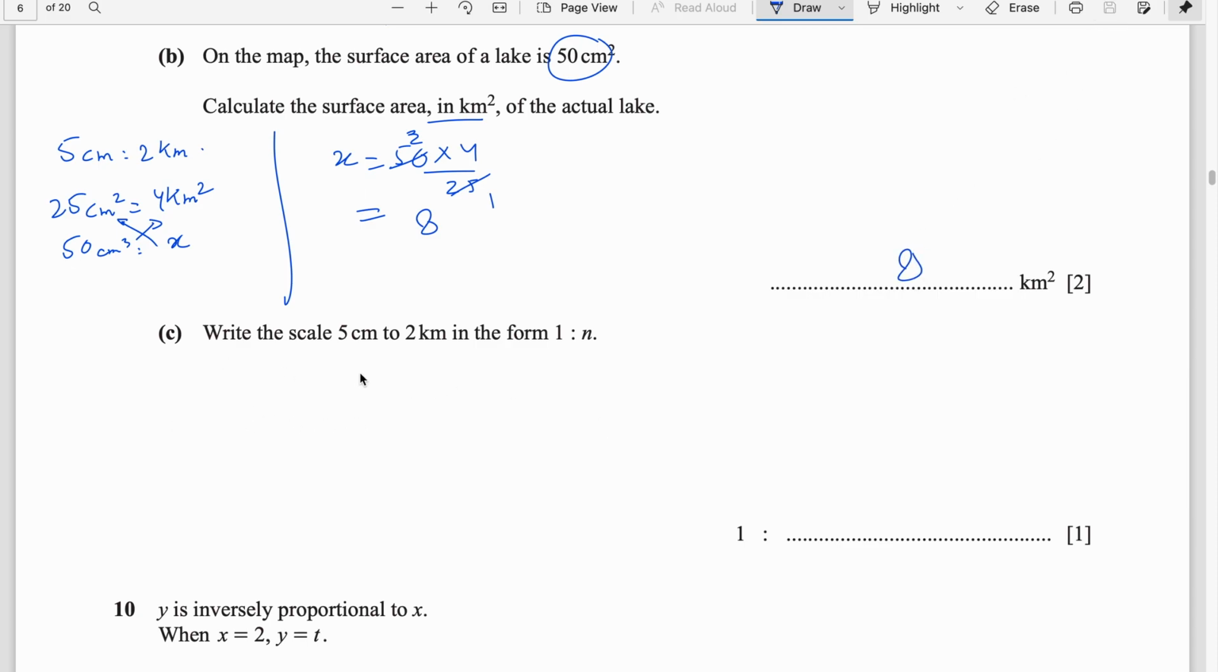C part says write the scale 5 centimeter to 2 kilometer in this form. So 5 centimeters to 2 kilometers, convert them in same unit. This is 200,000 centimeters. Centimeters goes with centimeters. 4 times 10, dividing both sides with 5, you get 1:40,000.